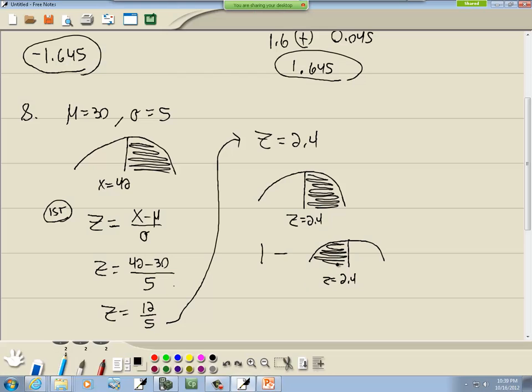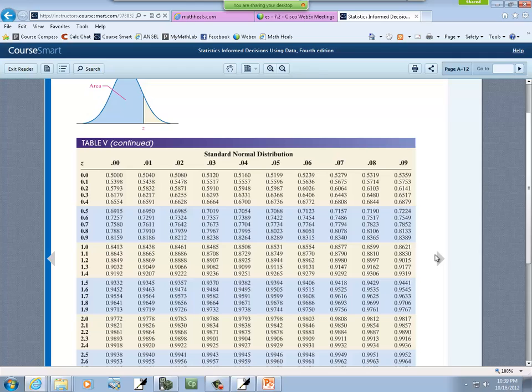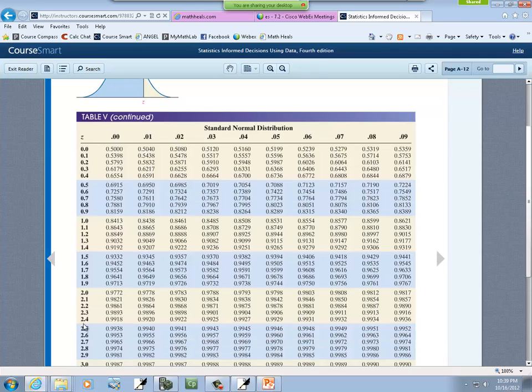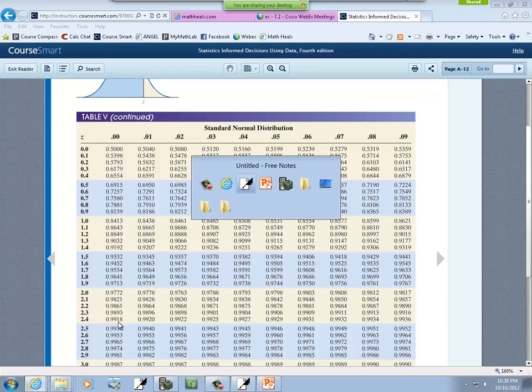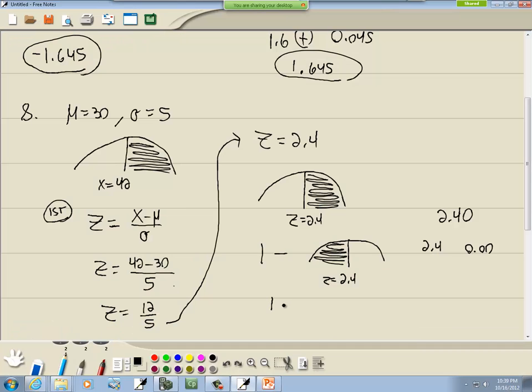So we converted to z-scores, so 2.4. Now keep in mind what we're looking up is 2.4, 0. So we're looking up 2.4, and then in the hundredths place we're looking up 0.00. So here's 2.4 here, and then the hundredths place is 0.00, so we're looking up this value, so that's 0.9918. So this would be 1 minus 0.9918.